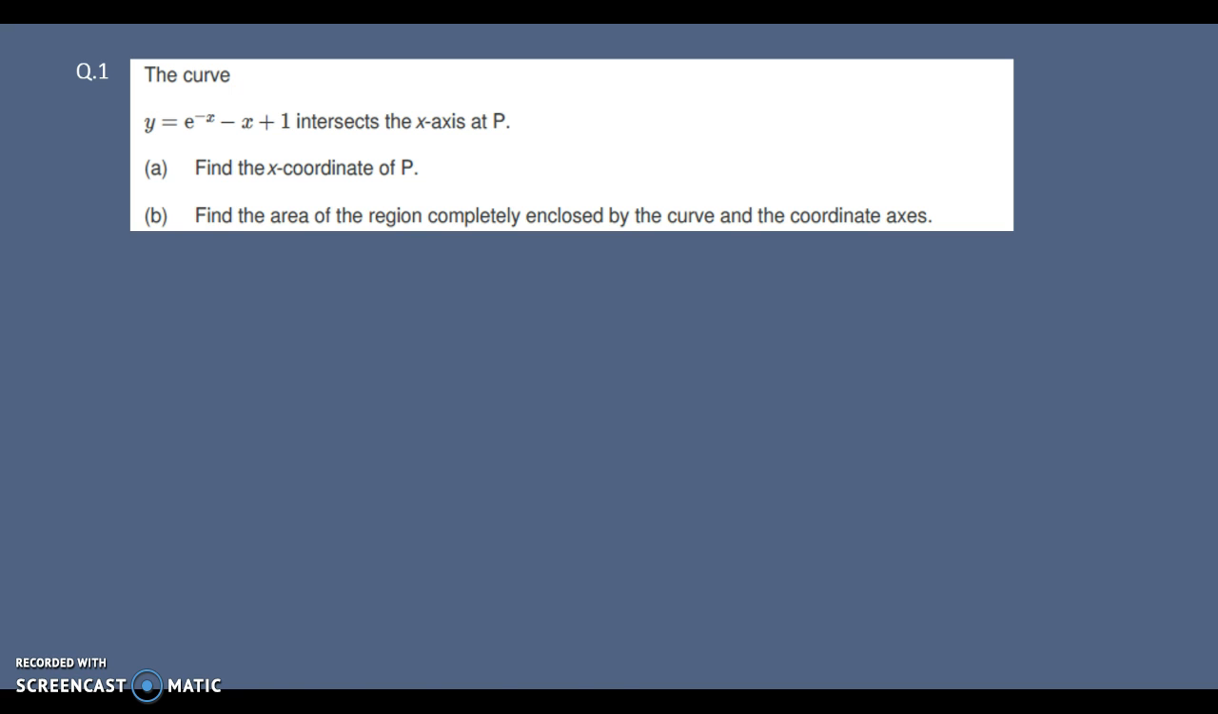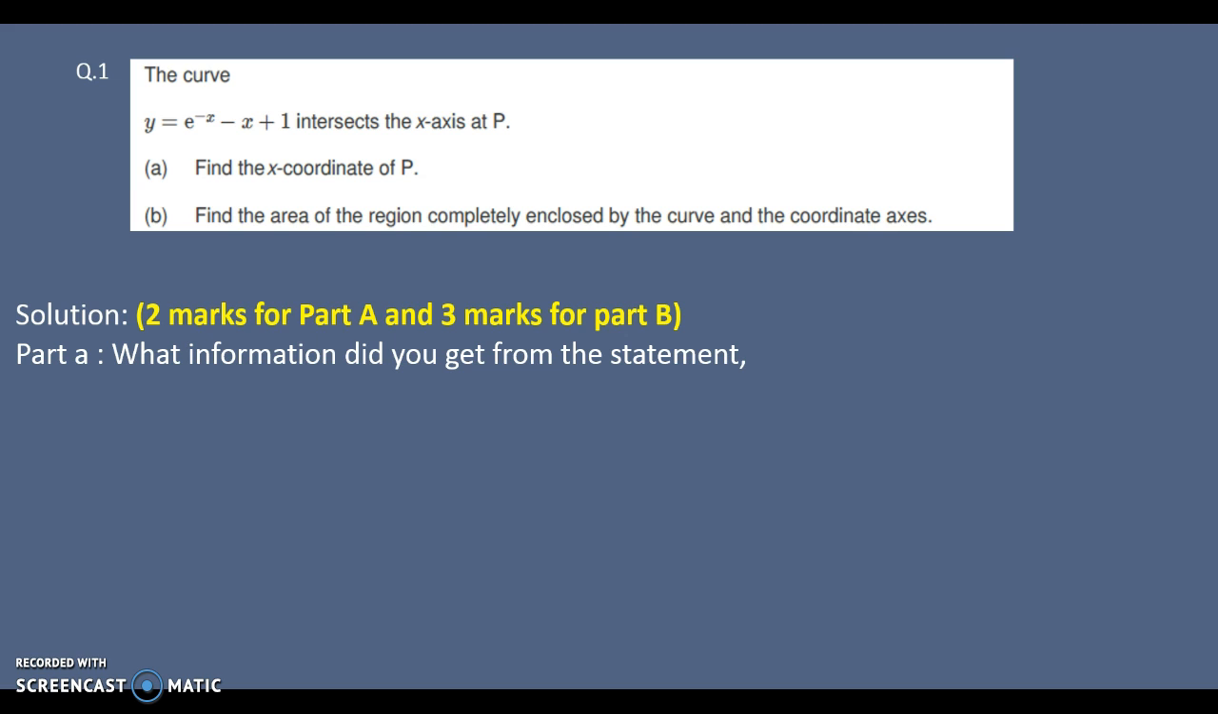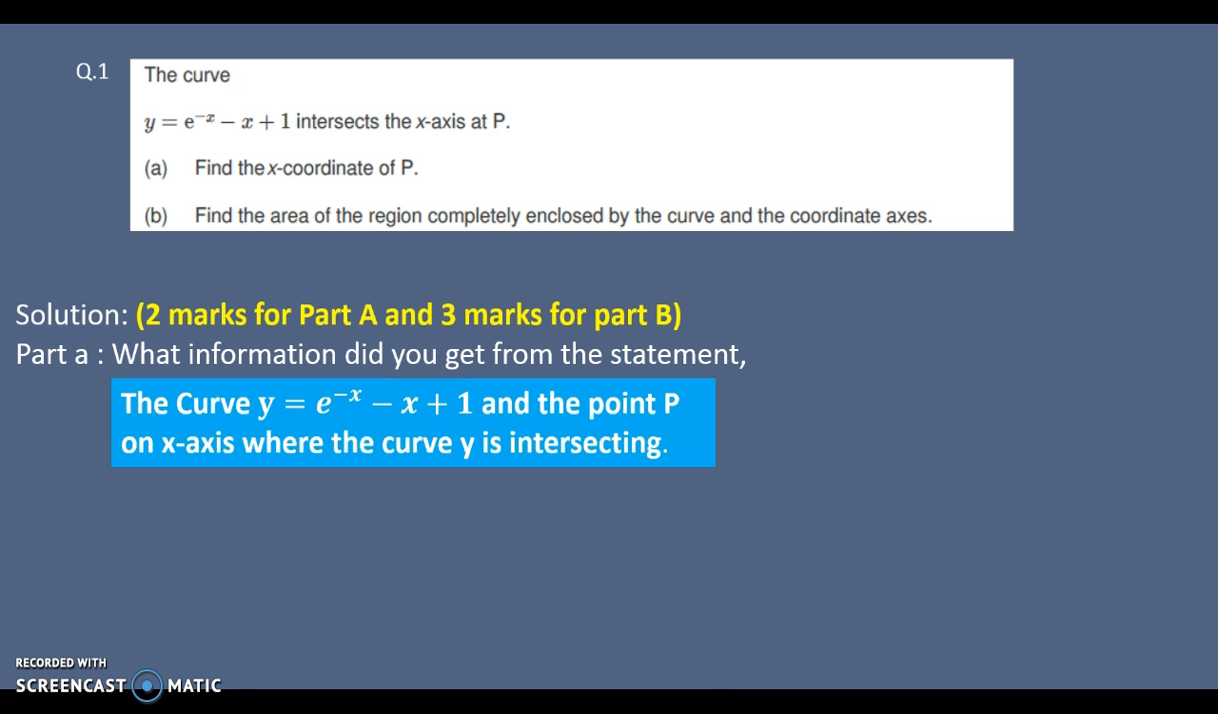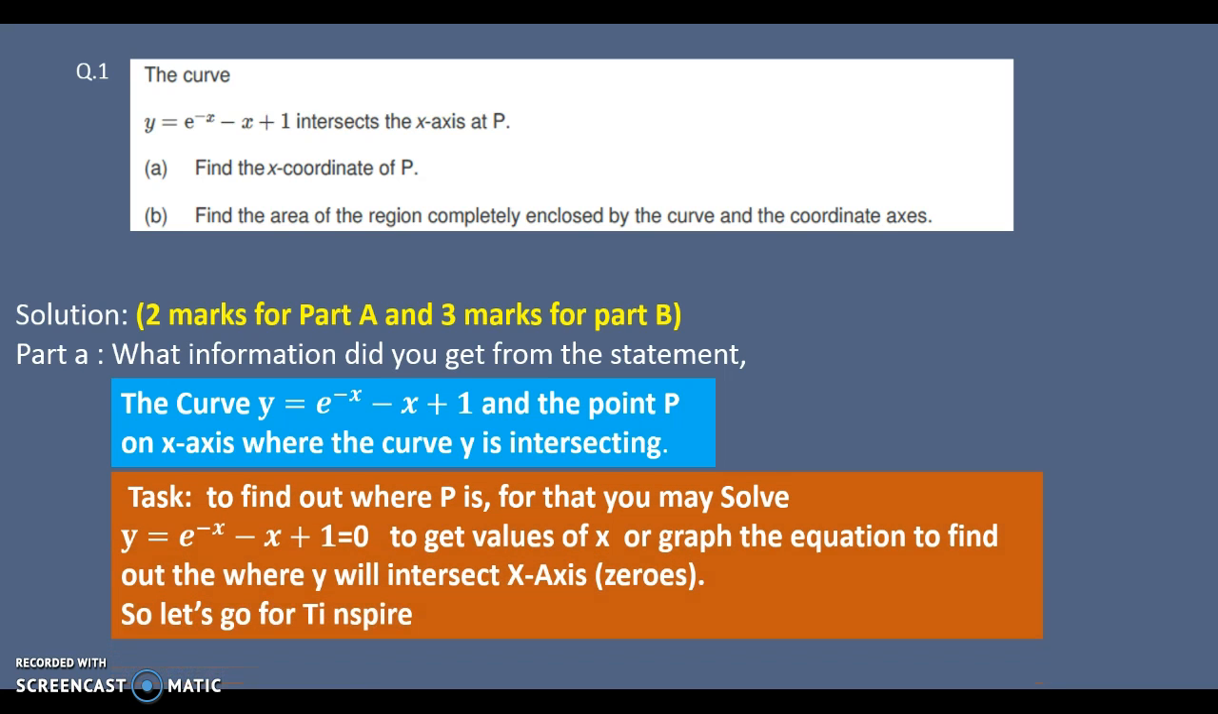Very simple question. What information did you get from the statement? The equation of the curve, and the point. As we learned, when you deal with curves and their intersection points, you must know that when any curve y equals something intersects the x-axis, it means the y component is 0. So the task is simple, to find out where P is, because that will give you 2 marks.